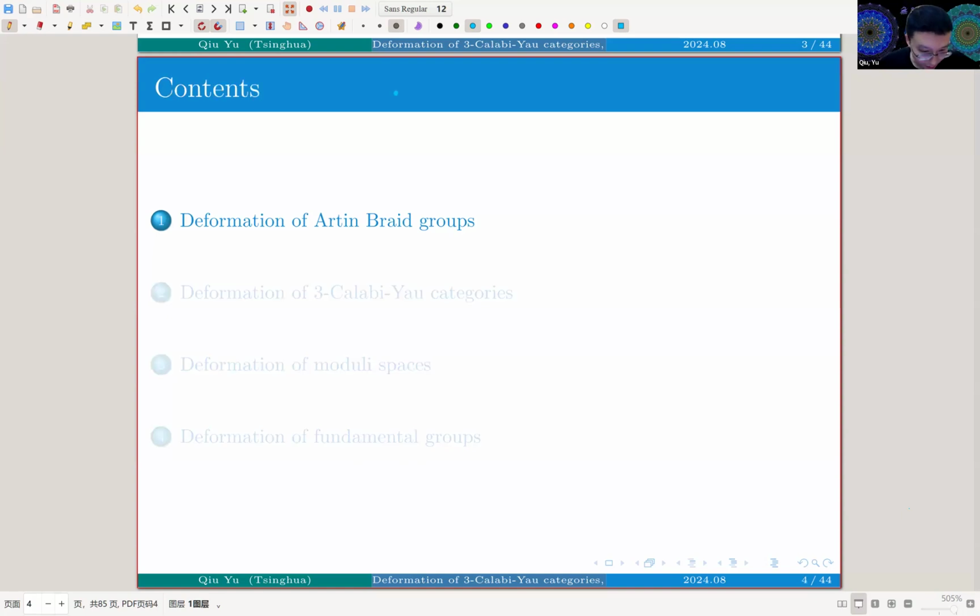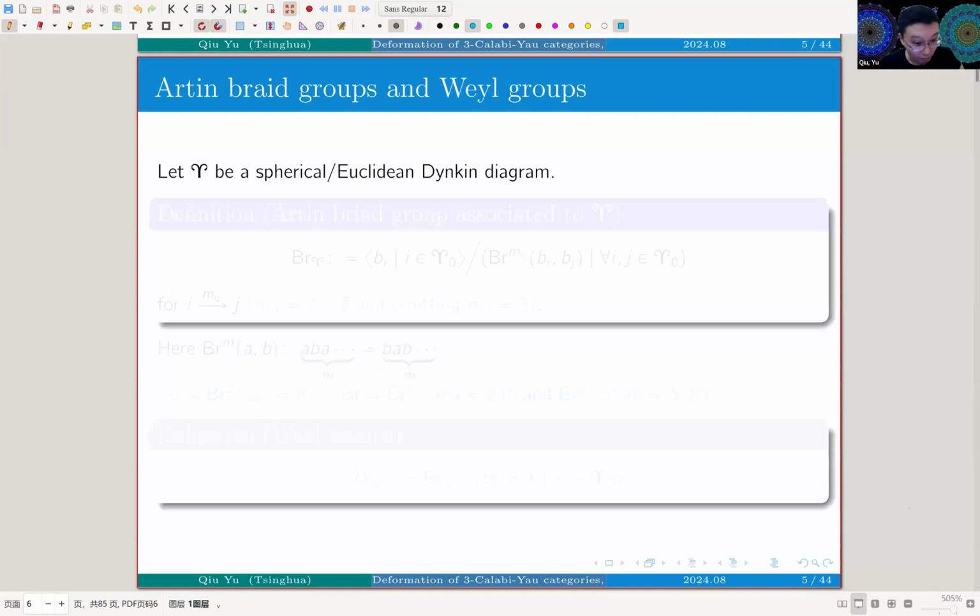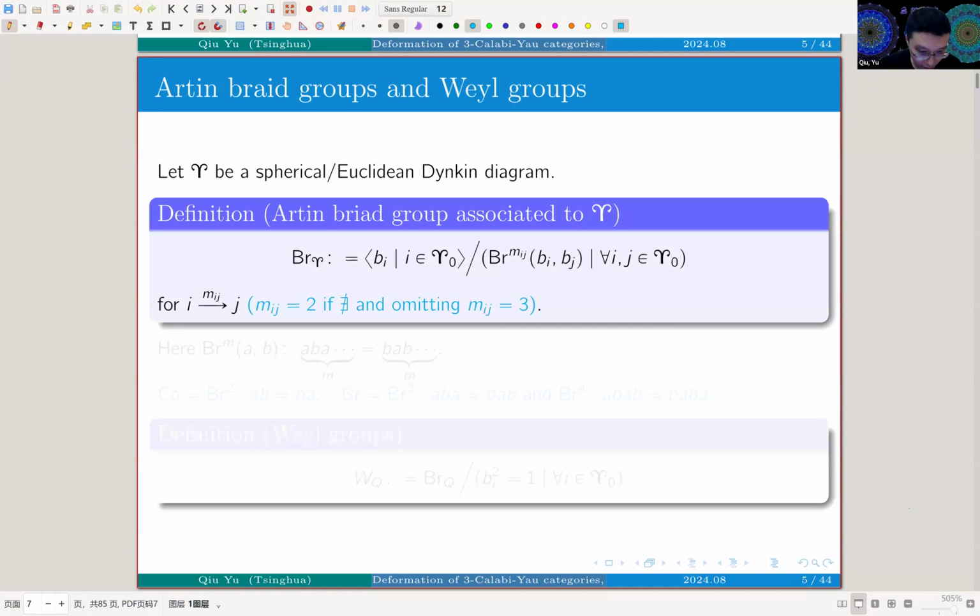So first is Artin braid groups. The algebraic definition is very easy: you start with some Dynkin diagram of finite or spherical type, or Euclidean or affine type. And the associated Artin braid group is that for each vertex of the graph, you have a generator. And for a pair of vertices, Bi and Bj, you have a braid relation of order Mij, which corresponds to the edge between them with this multiplicity Mij.